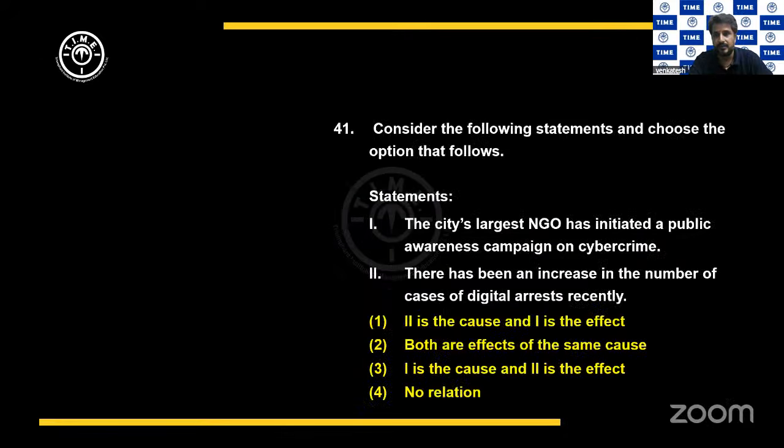Next one. Consider the statements and choose the option that follows. The city's largest NGO has initiated a public awareness campaign on cybercrime. There has been an increase in the number of cases of digital arrest recently. What can you say? This is a cause, right? Both are actually related events.